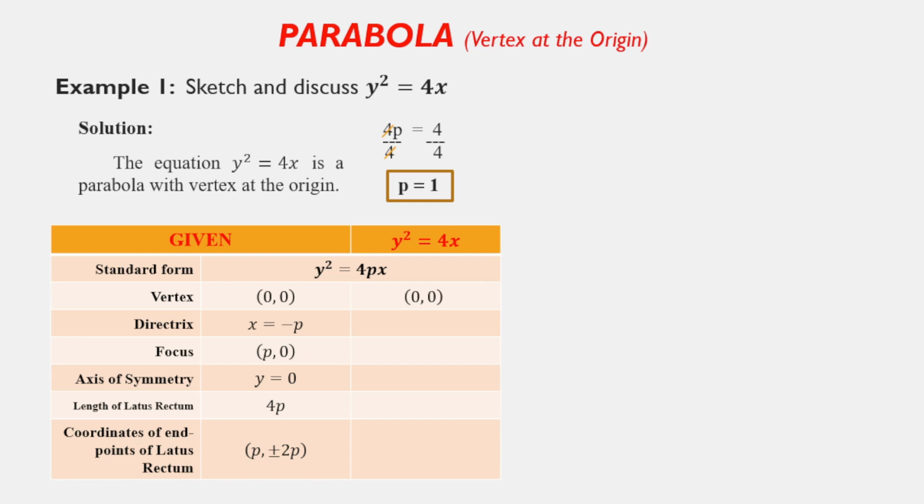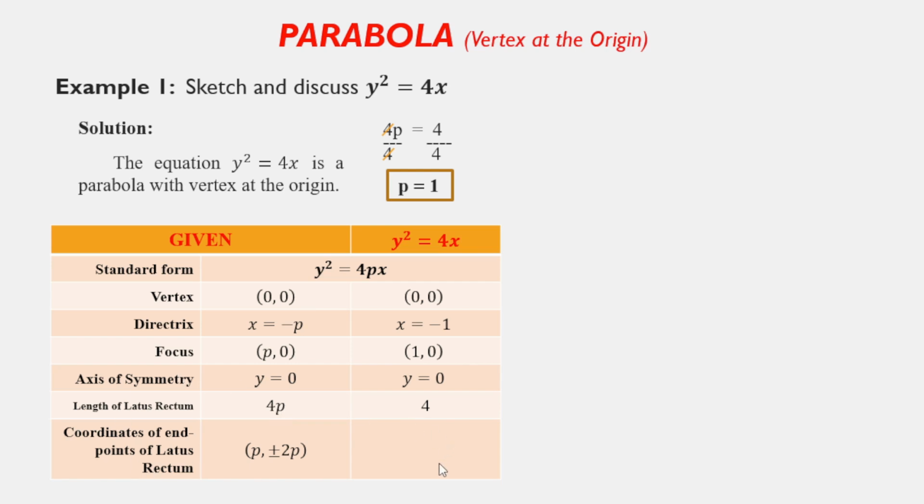The vertex is at the origin, coordinate (0, 0). Then the directrix, substituting the value of p, which is equal to 1, is x equals negative 1. Then the focus is located at the coordinate (1, 0). And the axis of symmetry is y equals 0. What is the length of the latus rectum? Substituting the value of p, which is equal to 1, 4 times 1 is equal to 4. Then we can say the length of the latus rectum is 4 units.